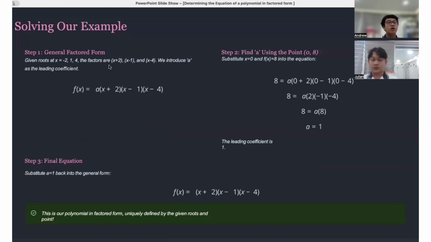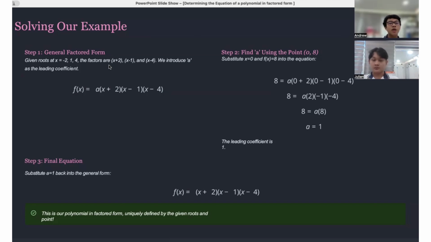And now we'll solve the problem. As a first step, we'll write down our general equation, which is f of x equals a times x plus 2 times x minus 1 times x minus 4. Then we have to find the value of a, which is the coefficient. To find the leading coefficient, we substitute the value of a in the place of f of x and the value of 0 in every place of x. Then if we calculate, we'll get the answer a for our leading coefficient.